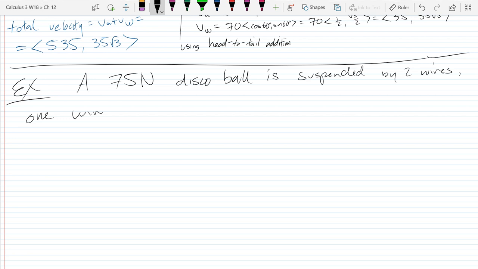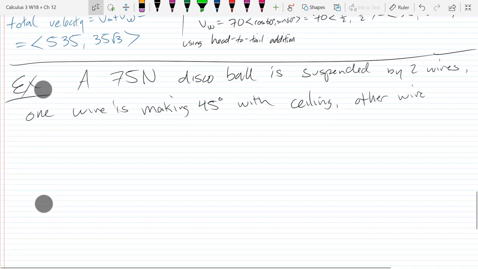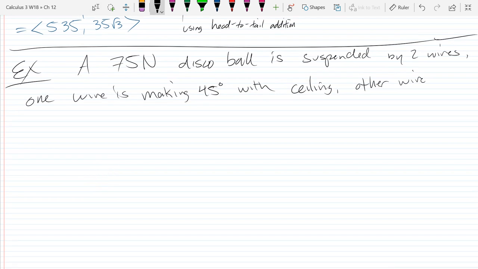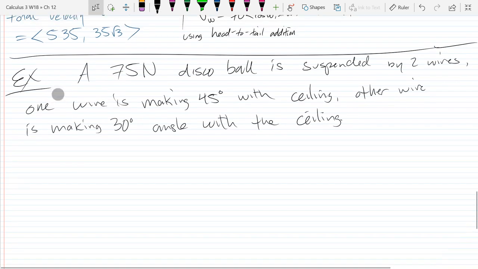One wire is making a 45 degree angle with the ceiling. The other wire is making a 30 degree angle with the ceiling. Find the magnitude of forces in both wires.